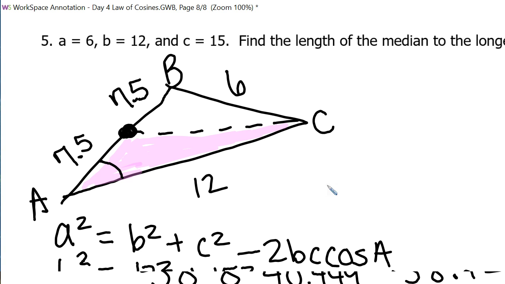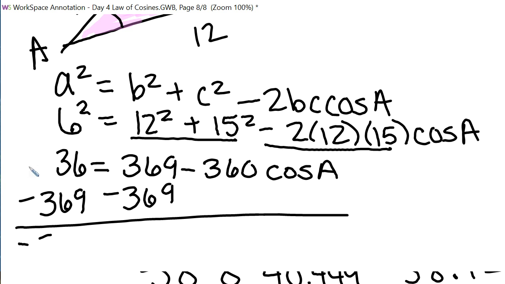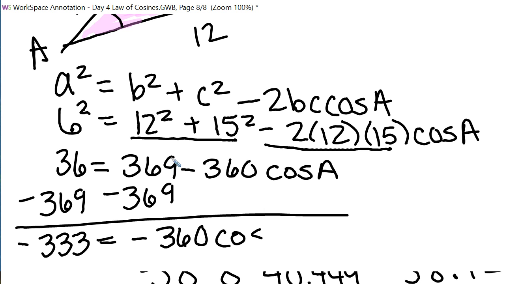What is 6 squared? 36. What's 12 squared plus 15 squared? 369. What's negative 2 times 12 times 15? Negative 360. Times the cosine of angle A. What would be the next step to get cosine by itself? Subtract 369 from both sides. What is 36 minus 369? Negative 333 equals negative 360 times the cosine of angle A. Divide both sides by negative 360.